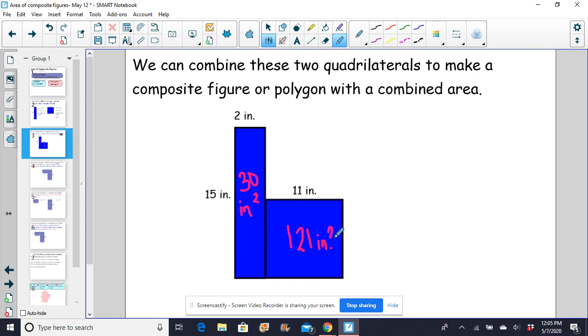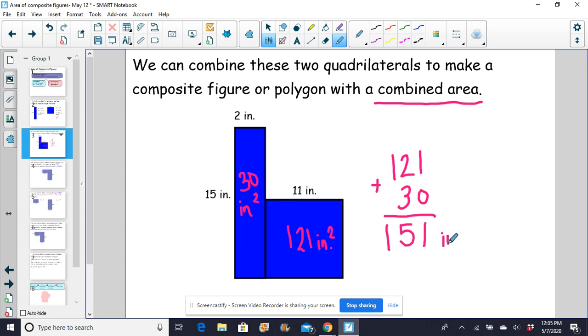And since I've combined these two figures to make my own new composite figure, I can actually find the combined area by simply adding together, okay, 121 plus 30. If I add together those two areas, I will have the combined area of my entire composite figure. So 121 plus 30 is going to give me a combined area of 151 square inches, or inches squared.